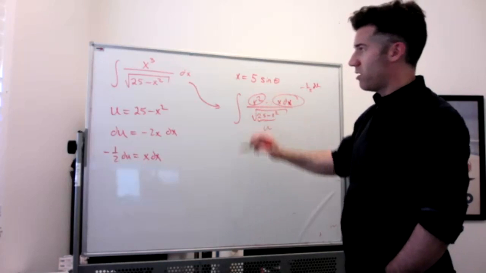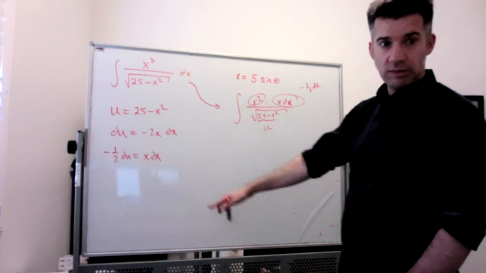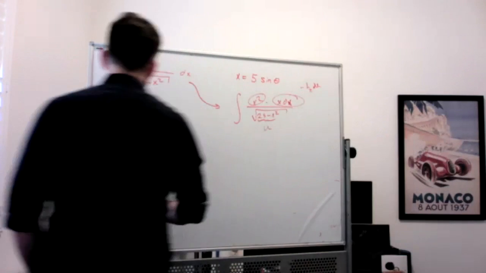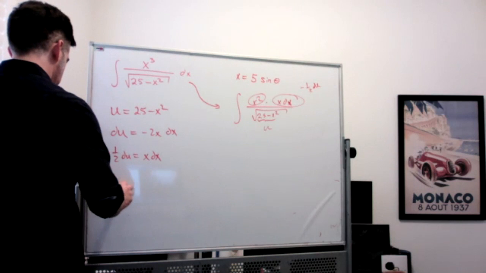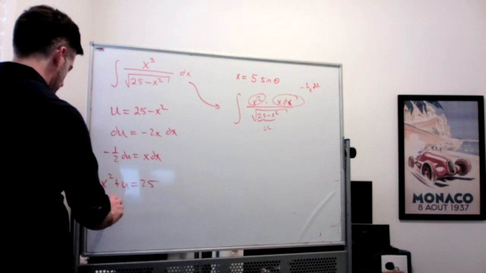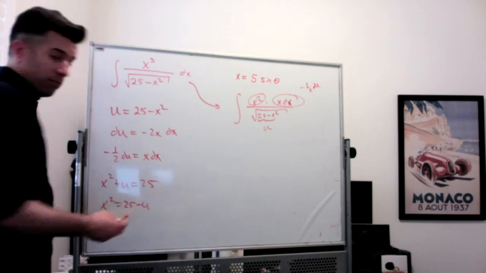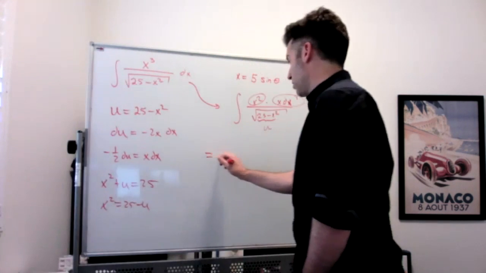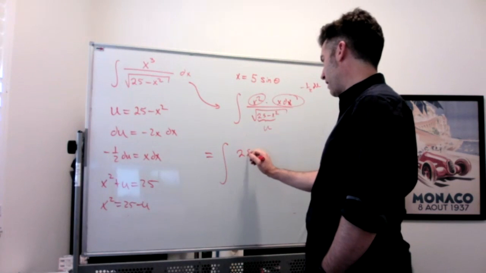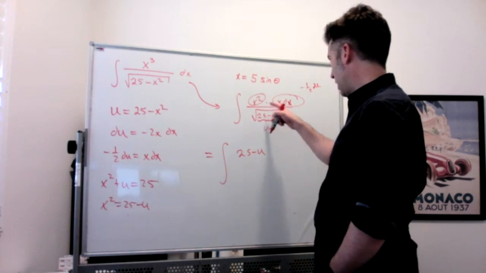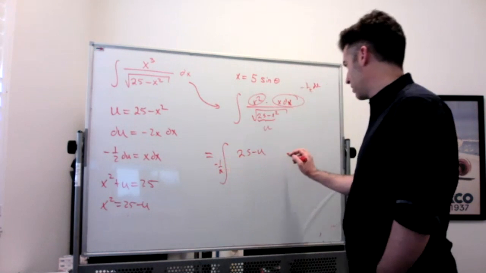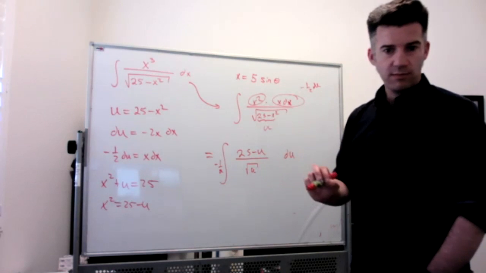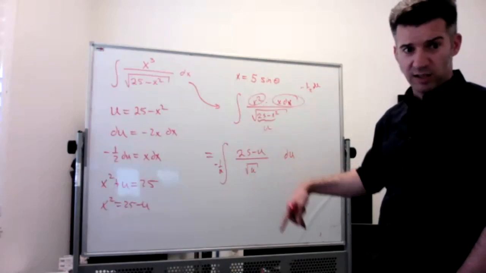And what's x squared equal to? Oh, what's x squared equal to? I can add x squared and subtract u. It's a back substitution. X squared is equal to 25 minus u. So this becomes the integral of 25 minus u times negative 1/2 du divided by the square root of u. Which we can totally integrate if we just divide each thing by the square root of u.